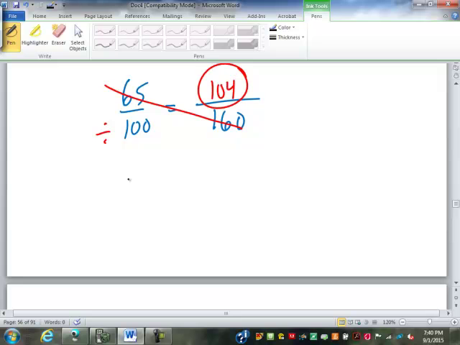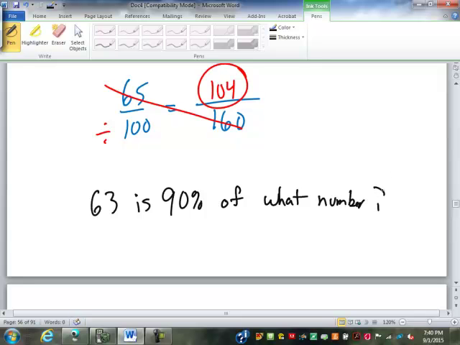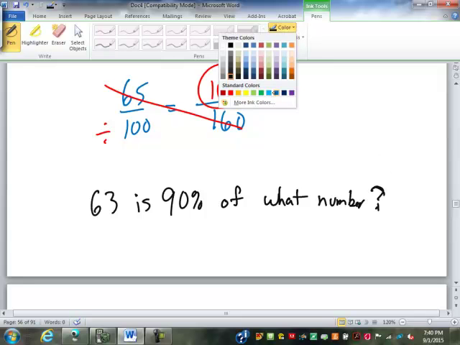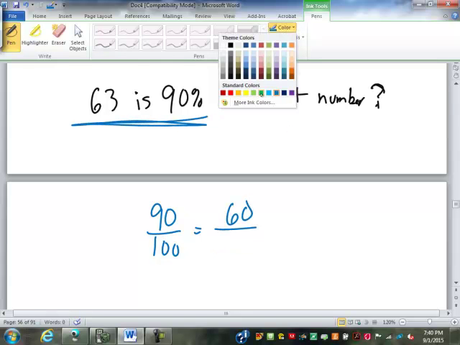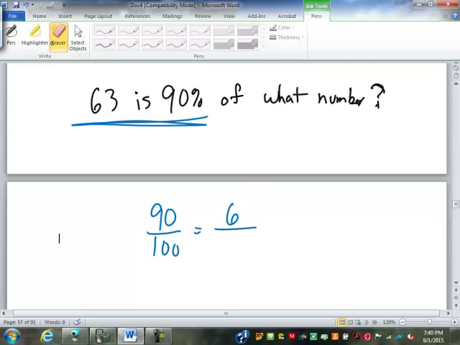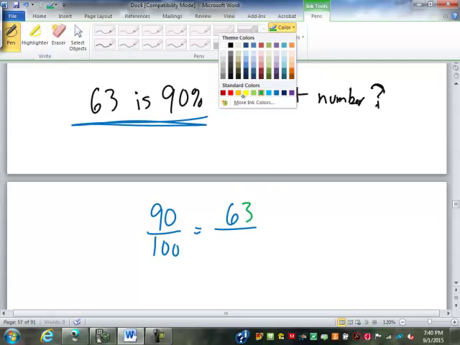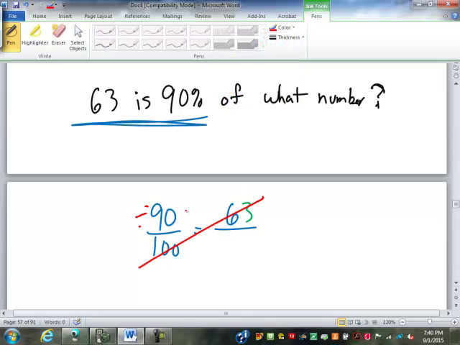Or we might have 63 is 90% of what number? So again, we have the percent. We have the 90%. 90 over 100. Where does the 63 go? Top or bottom? 63 is 90%, so it goes on top. So we're going to cross multiply and divide. 100 times 63 divided by 90 is 70.